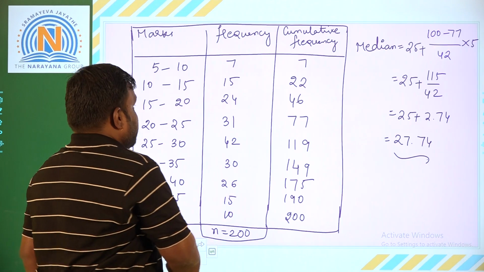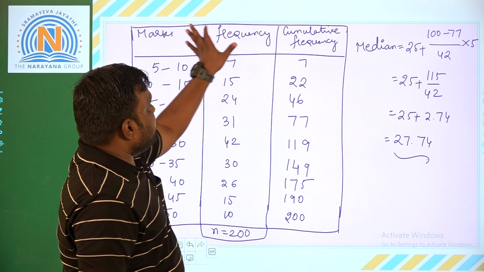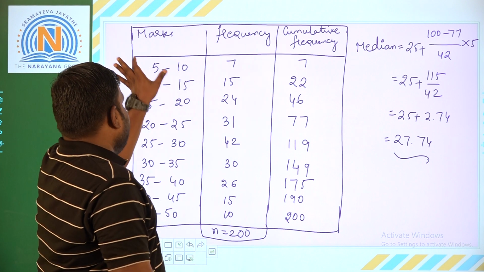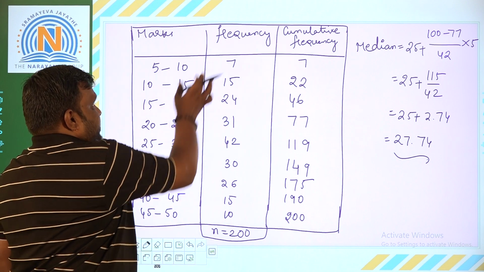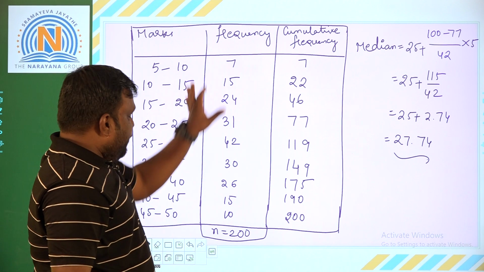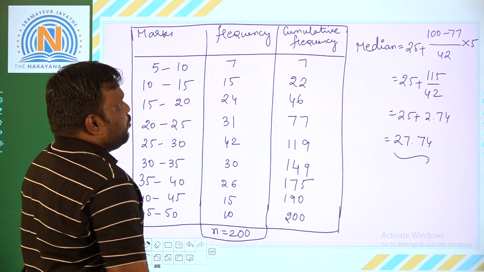Here we have the calculations for this. So now you see marks, frequency, cumulative frequency. This data is already given for us. When you add the complete frequencies, we are getting n equal to 200, right?